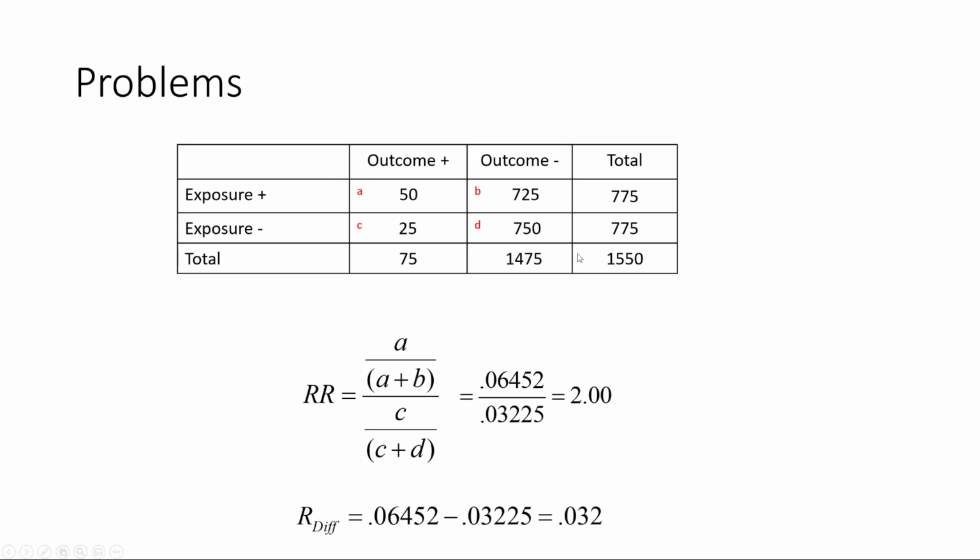So a better measure for a table like this, or a complementary measure, might be the risk difference. That's simply the risk in the exposed group minus the risk in the unexposed group. And that gives us 0.032. So if we turn this decimal into a percentage, we would say that individuals who were exposed had a risk of a disease that was 3.2% higher than those who were not exposed. And that makes a little more sense with a rare outcome.